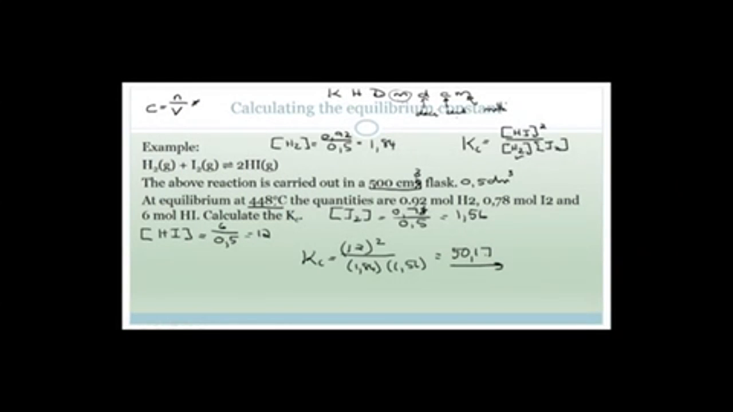So normally in this type of question, I would now ask you what this value of Kc means. But this is just a really basic example for you to work out Kc, and we haven't discussed what Kc means yet. So we'll talk about that in a bit.